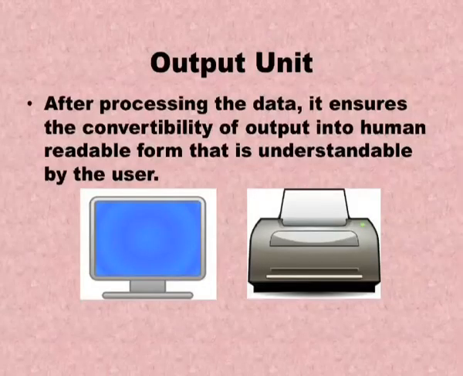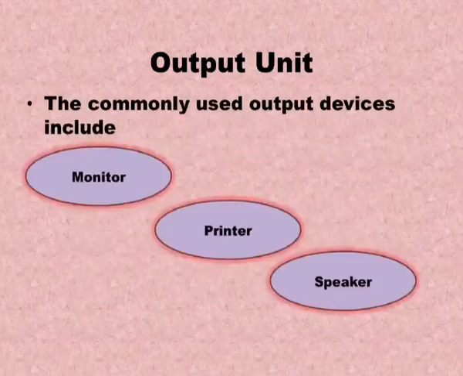Third and last component of the computer unit is the output unit. After processing the data, it ensures the convertibility of output into human readable form that is understandable by the user. The commonly used output devices include monitor, printer, speaker, etc.